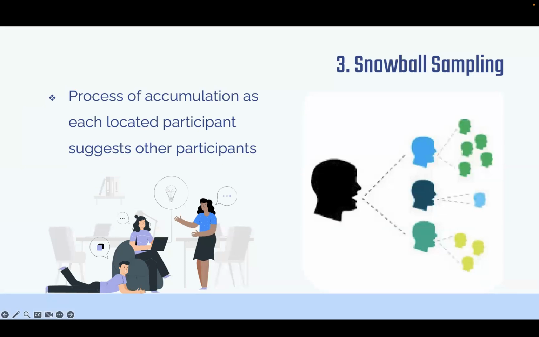So the researcher begins with a few known individuals and then asks them to recommend others who share the same interest, thus expanding the sample progressively.